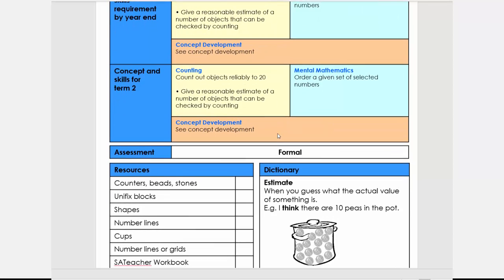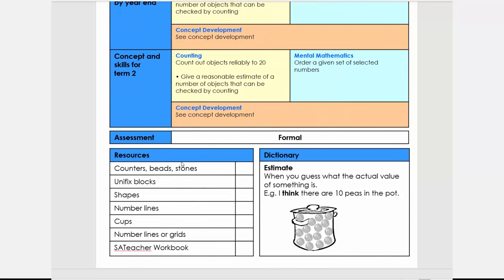Then we're going to go to the resources in the dictionary. Remember to check your resources and then your dictionary word. Very important concept that we're doing here today. At this level, you're going to ask the learners questions like, I think there are 10 peas in the pot. Remember, they need to check if there are 10 peas and then compare what you were thinking and what's actually in the container or the pot. I want you to pause and to go through this.